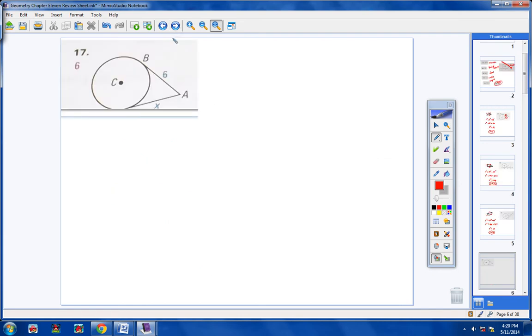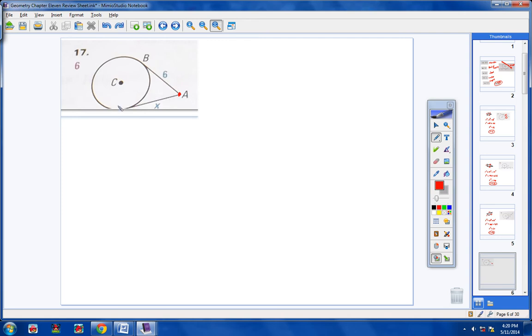Now moving on to numbers 17 through 19. The directions read: AB and AD are both segments that are tangent. Find the value of x. Here's what they're reviewing for you in numbers 17 through 19. Anytime you have two tangent segments coming from the same exterior point, those two segments will be congruent. Do I have a tangent segment here? Yes. Do I have a tangent segment here? Yes. And they both come from the same exterior point.